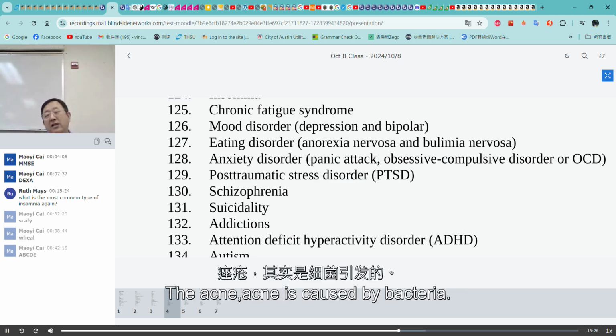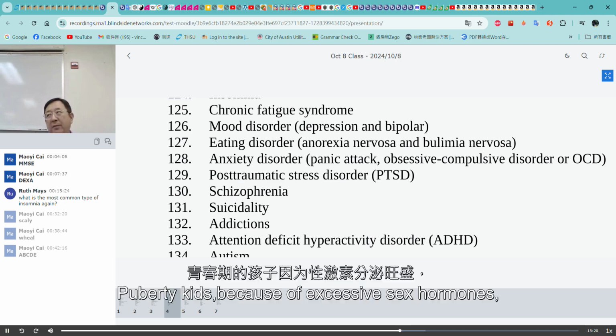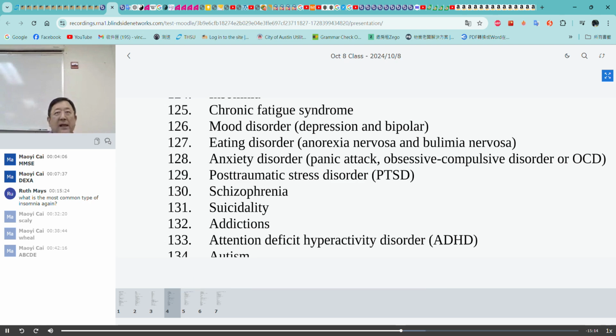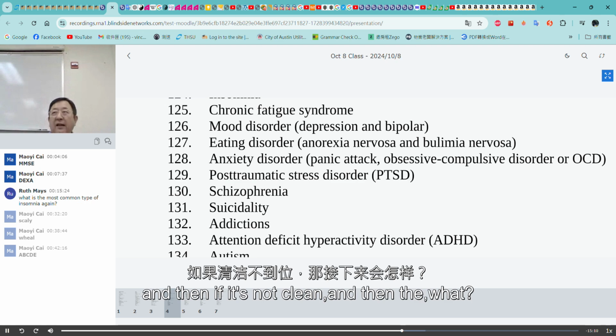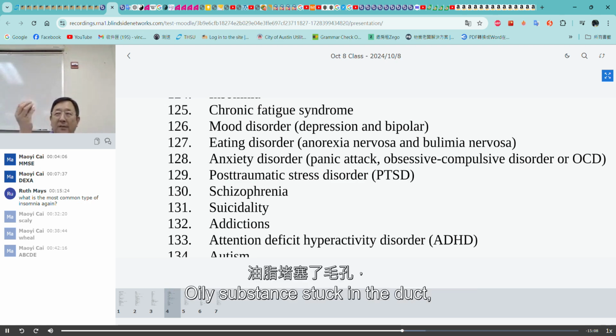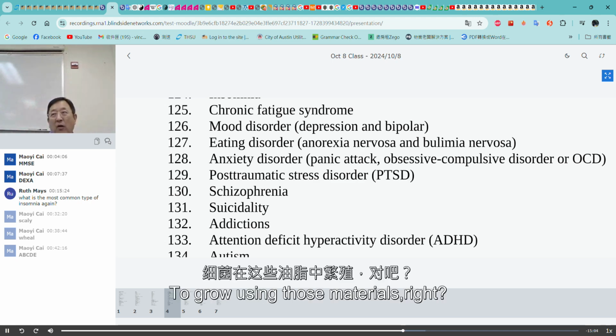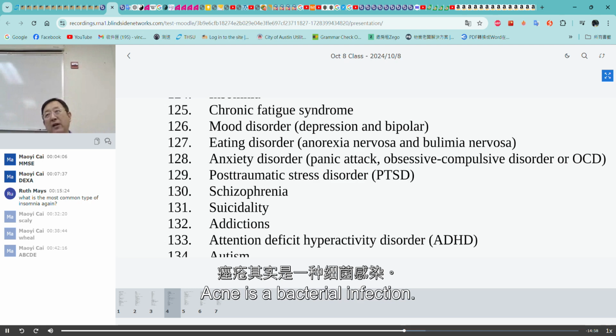The acne. Acne is caused by bacteria. Yeah, it's because of hormone influence, puberty. Puberty kids have excessive sex hormones. And then we have very active what? Sebaceous glands, oil secretion. And then if it's not clean, the oily substance gets stuck in the duct, and then allows bacteria to grow using those materials, right? Causing what? Acne. So acne is a bacterial infection.